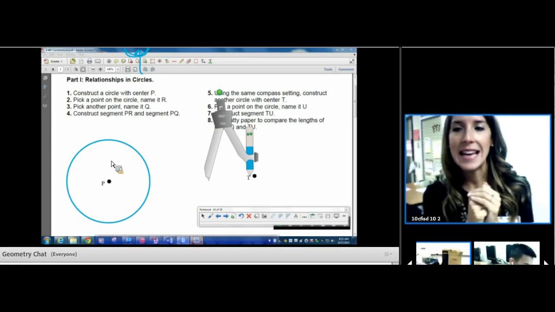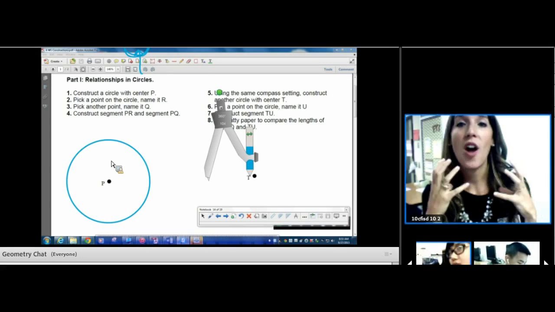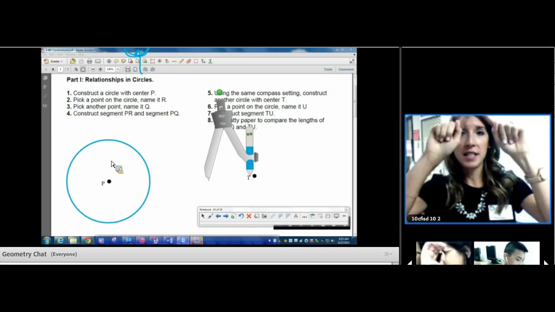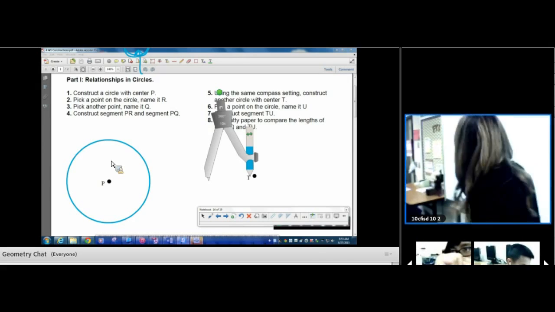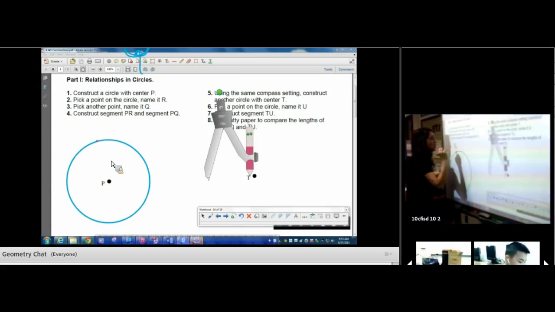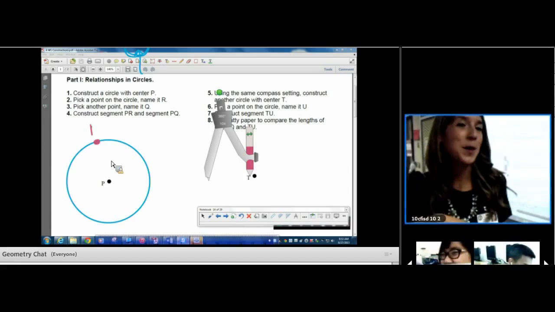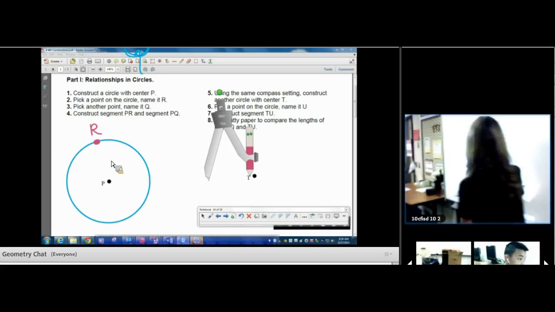The next thing says pick a point on the circle, name it R. Be careful to pick a point on the circle. The circle is the collection of points that you just drew. So to pick a point on the circle, make sure you are actually, this is the circle. It has to be on the circle. It can't be inside the circle. It can't be outside the circle. It needs to be on the circle. Pick another point. Name it Q.